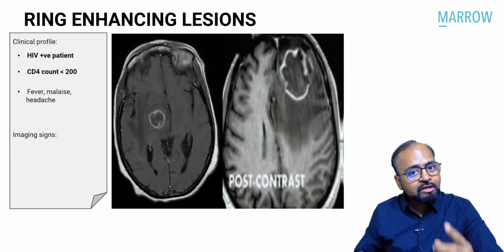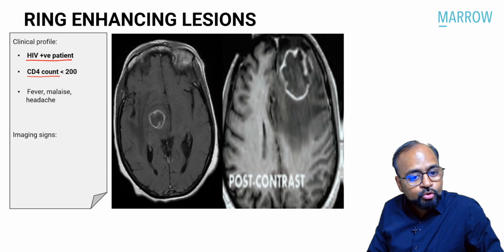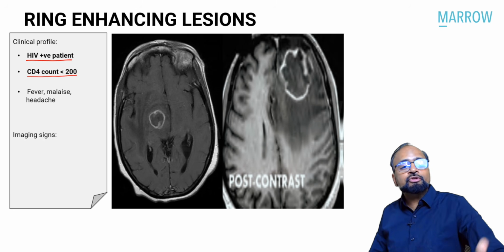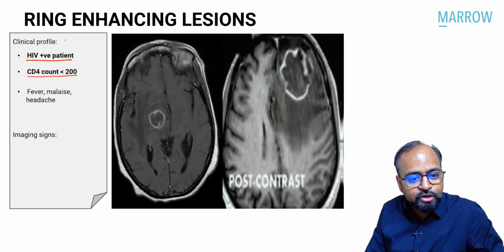Now see, another very typical clinical clincher or capsule. This is an HIV positive patient with a low CD4 count. So whenever you see an HIV positive patient with a low CD4 count, you should be thinking of what? You should be thinking of, yes, opportunistic infections. Correct. So you should be thinking of opportunistic infections.